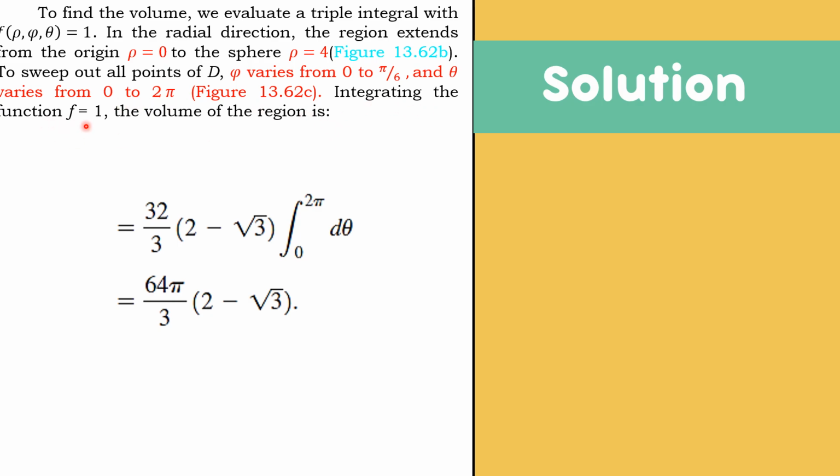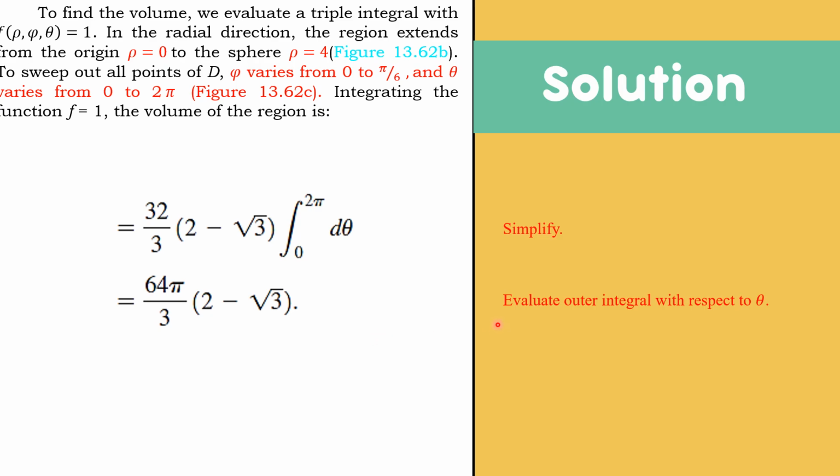Integrating the function f equals 1, the volume integral becomes this expression. So we have here the simplified form: 32 over 3 times 2 minus square root of 3. Now this is our outer integral, times the integral of 1 bounded from 0 to 2 pi with respect to theta.